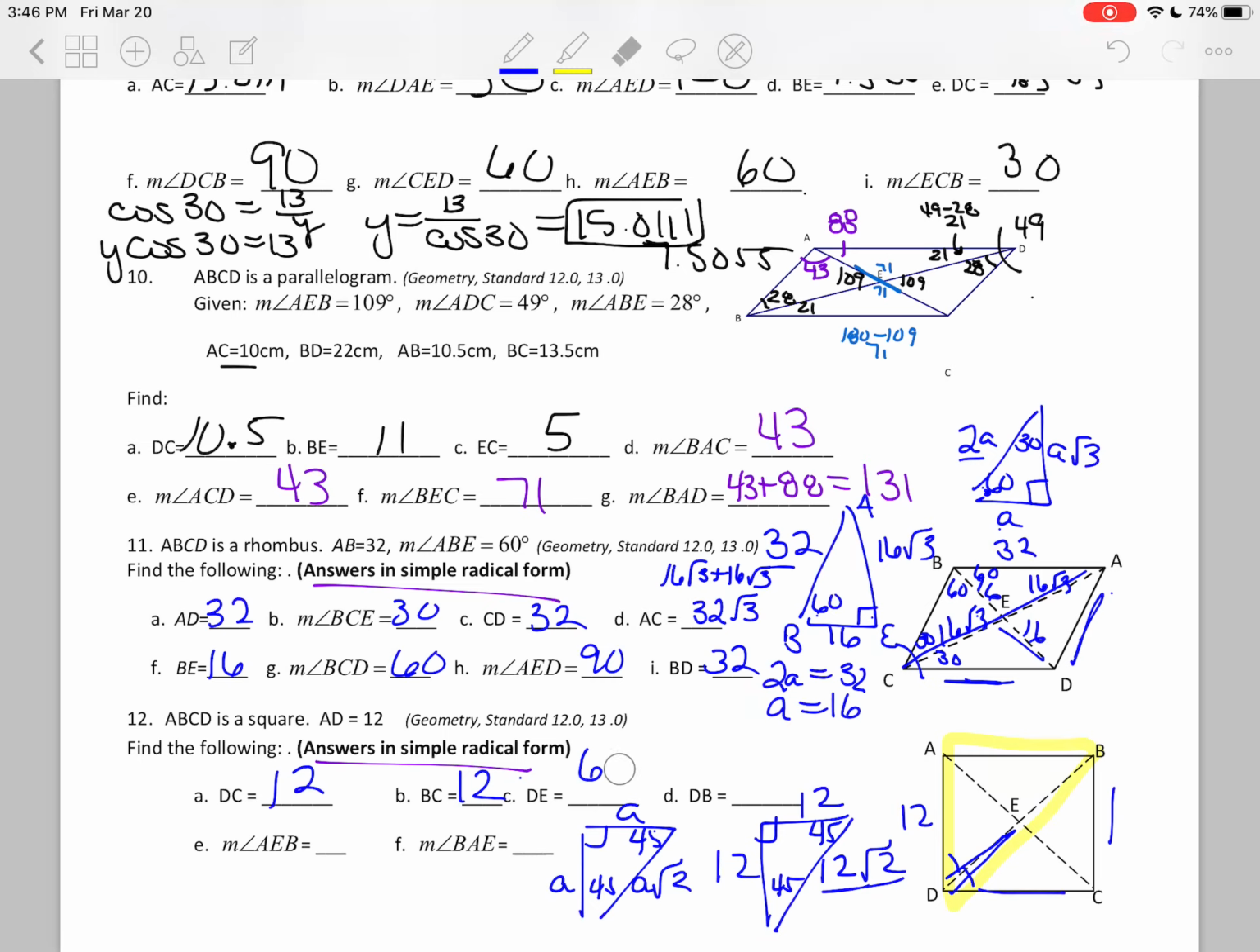Hold on, let me rewrite that for you guys. I'm going to show you what I'm doing. 12 root 2 divided by 2. These reduce, and that gives you 6 root 2. D to B is the whole length. That's 12 root 2. AEB, that's the angle inside. That's a big angle. That's 90. BAE, that's a little angle. That's 45. Oh, I forgot. So this one was 6 root 2.